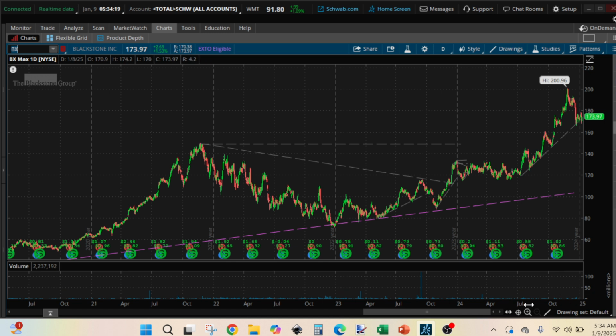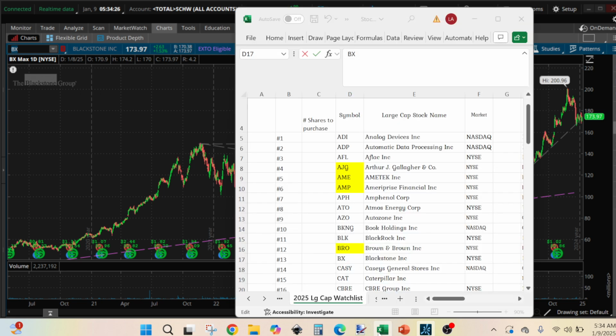BX. So BX is far from our trend line, and right now is following this short trend line there. The next one is KC.